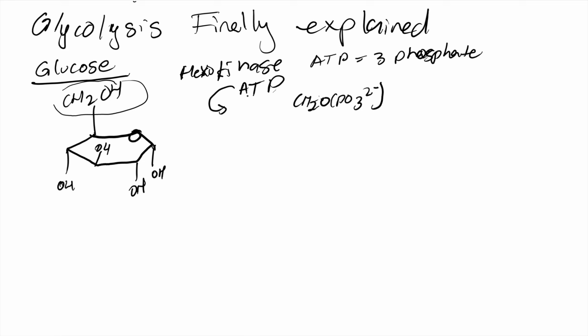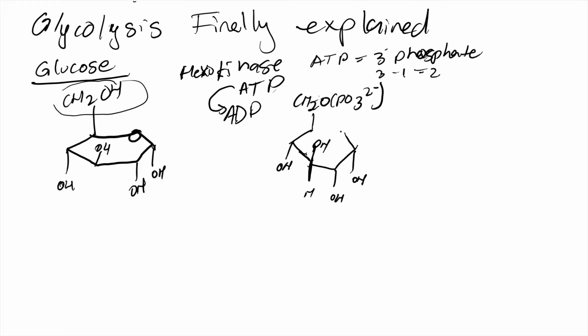But we lost 1, so now we have 2, and this is why we got now ADP. So that's the first step. By the way, I'm just not writing the hydrogens because you guys can tell it's a little too much. Alright, so what happens now?